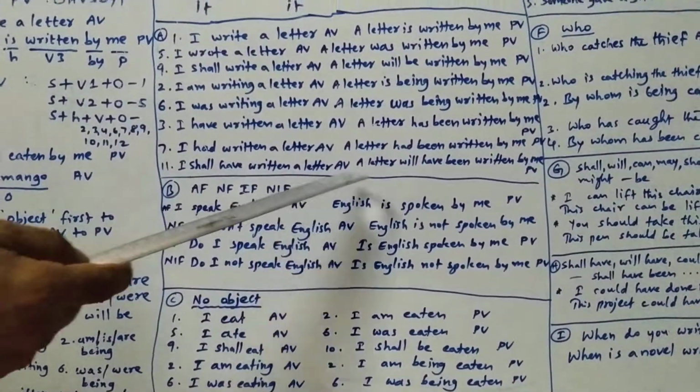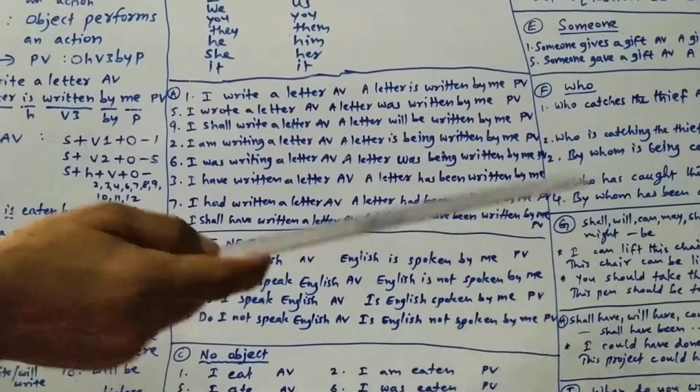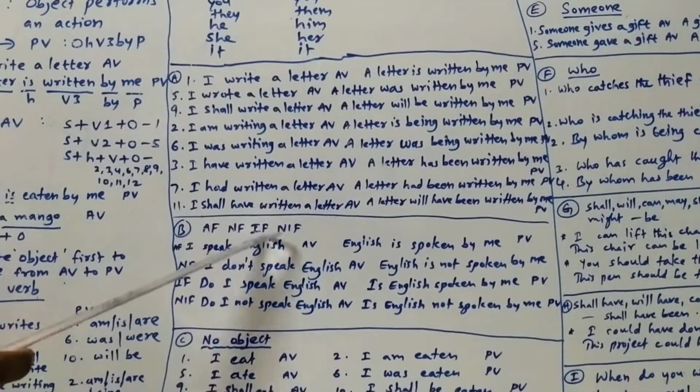I shall have written a letter. A letter will have been written by me. 11th, 12th. Okay. Next, affirmative, negative, imperative, negative, right.